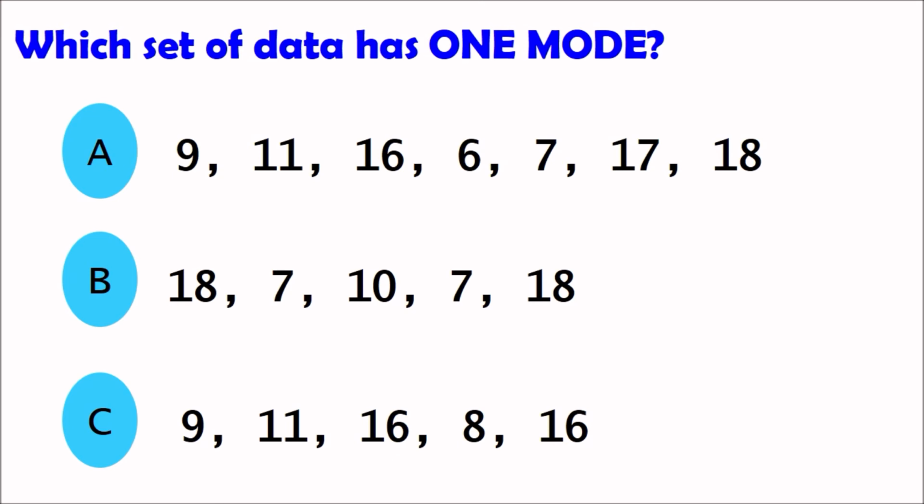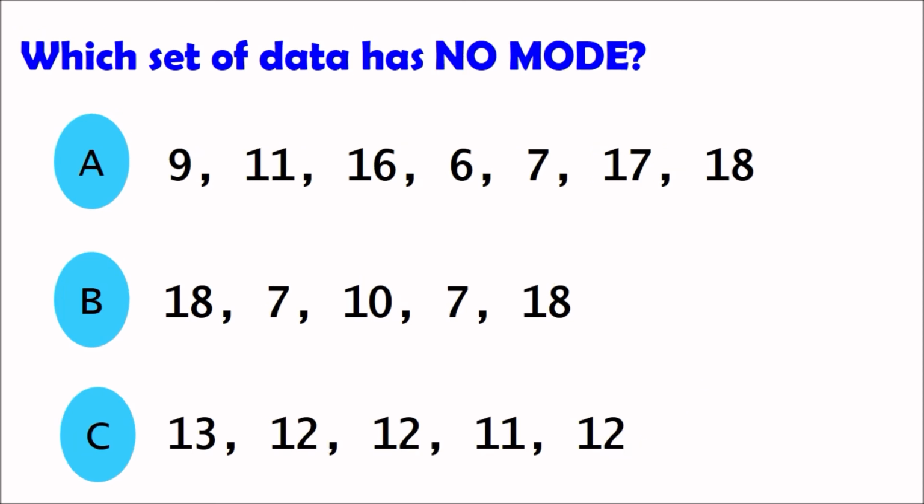Okay, 3 quick questions. Can you pick out which set of data has one mode? If you said C, you were correct, so 16 is the mode there. Which set of data here has no mode? If you said A, you were correct. Each number only appears once.